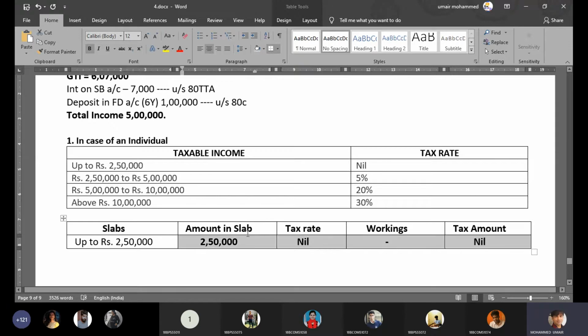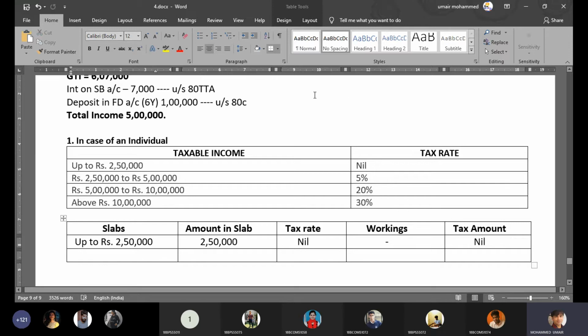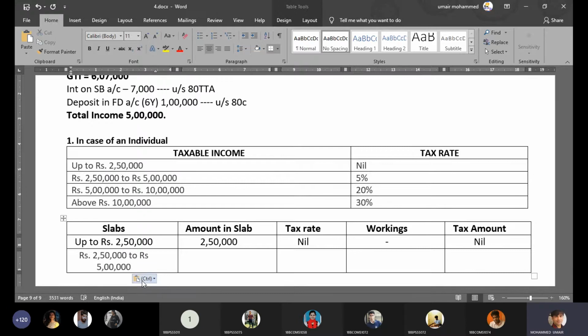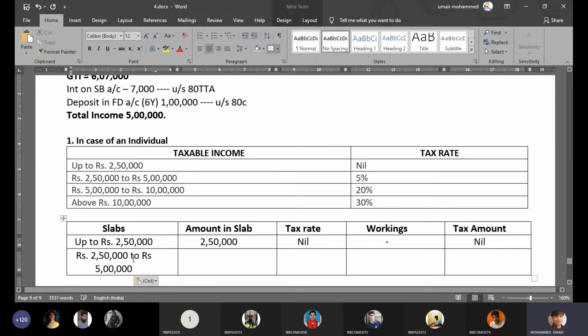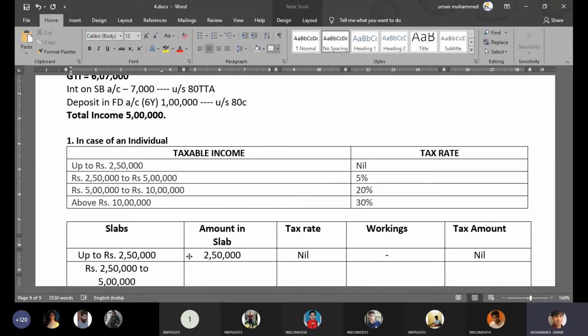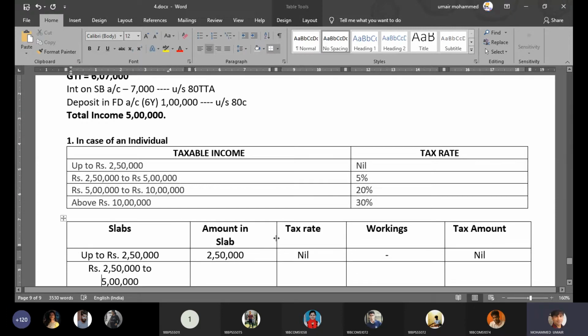Next, what you have to do is go to the next slab. So what is the next slab? 2,50,000 to 5 lakhs. Now tell me, in this slab, what is the amount mentioned in this slab? Now, how will I know what is the amount mentioned in this slab? It's quite simple.